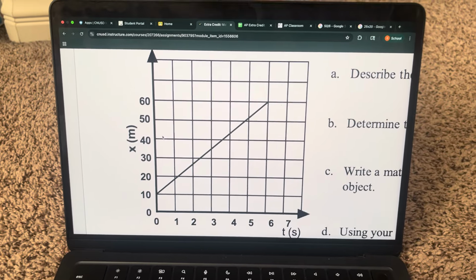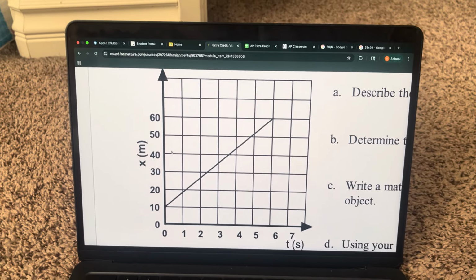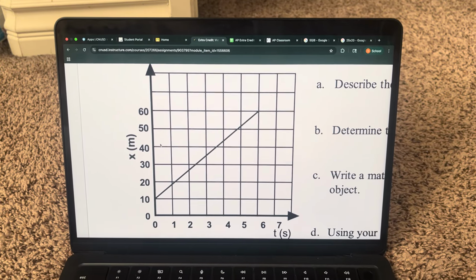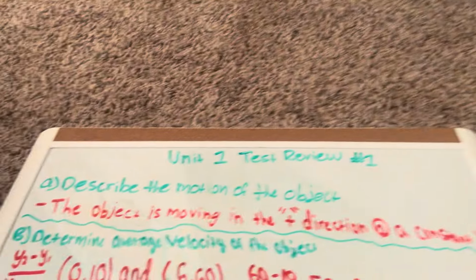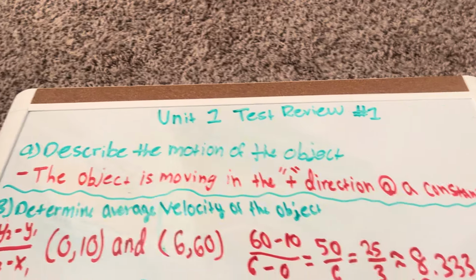So the problem is essentially asking us to answer four various questions about this position versus time graph. And then question 1 is to describe the motion of the object. And so let's look back at the graph.